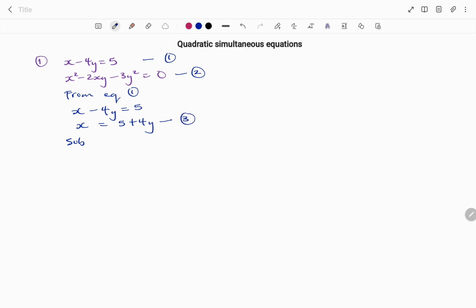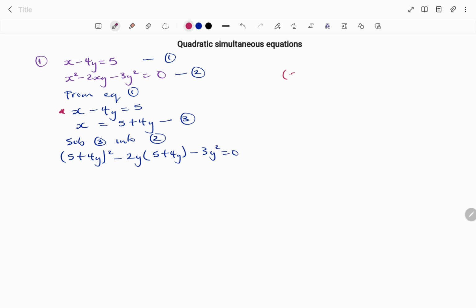Using the substitution method, I'm going to substitute equation 3 into equation 2. I'm selecting equation 2 because I already made x the subject of formula for my first equation. So every occurrence of x in my second equation, I'm going to replace with 5 plus 4y. So x squared becomes 5 plus 4y all squared, minus 2xy, that's 2y, x becomes 5 plus 4y, minus 3y squared equals 0.